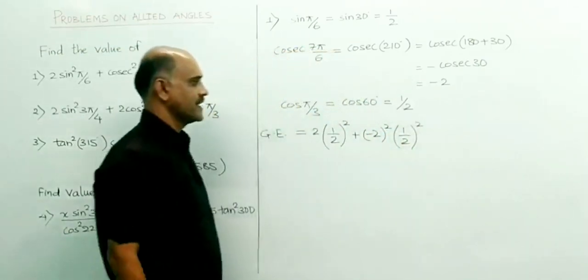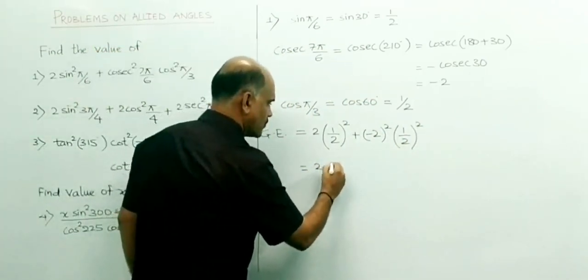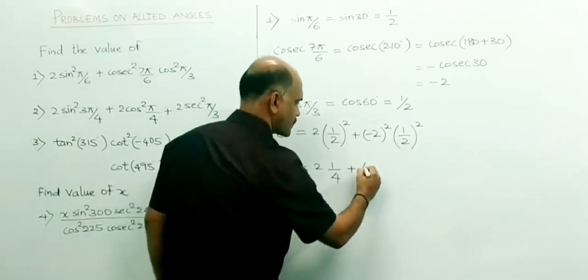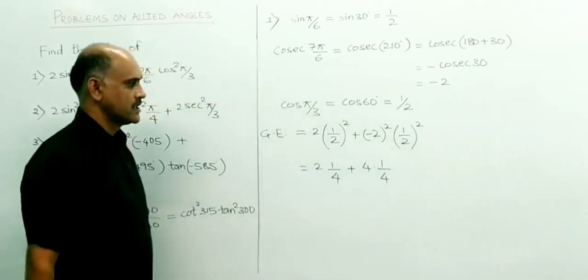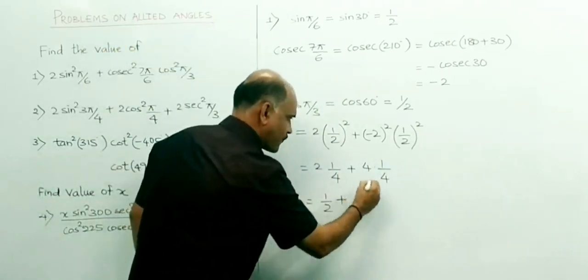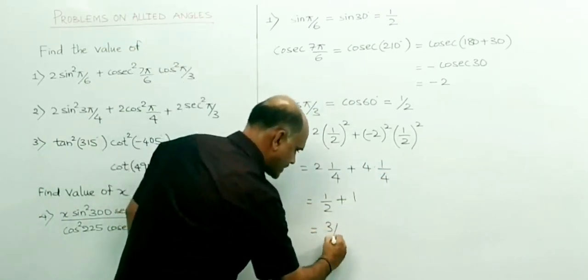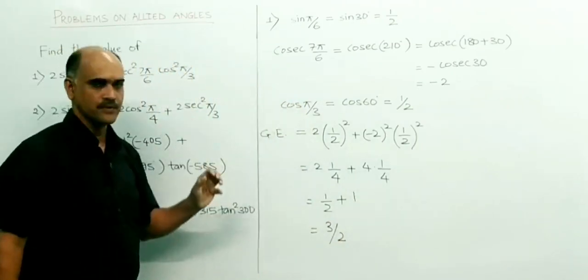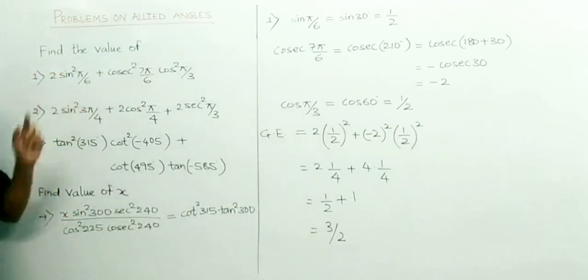Now simplify, you will have the answer. So this is equal to 2 into 1 by 4 plus minus 2 square will be 4 into 1 by 4. So this is equal to 1 by 2 plus 4 gets cancelled, you will have 1. Take the LCM, you will have answer 3 by 2. So answer is 3 by 2. Clear students? So you can note down the steps.